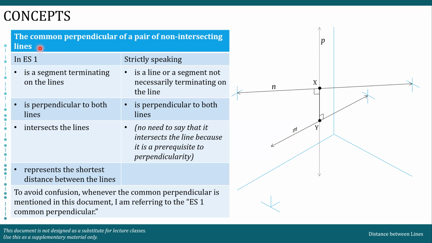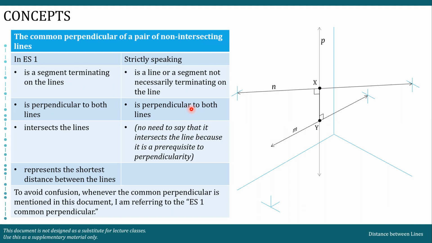Another, in ES1, common perpendicular is perpendicular to both lines and it intersects the lines. Kung mapapansin nyo, merong perpendicularity symbol dito. So XY is perpendicular to N. XY is also perpendicular to M. That's why it's called common. Common to both lines M and N na perpendicular. And we need to state that in ES1, the common perpendicular should intersect the lines. So Y lies along line M and X lies along line N.